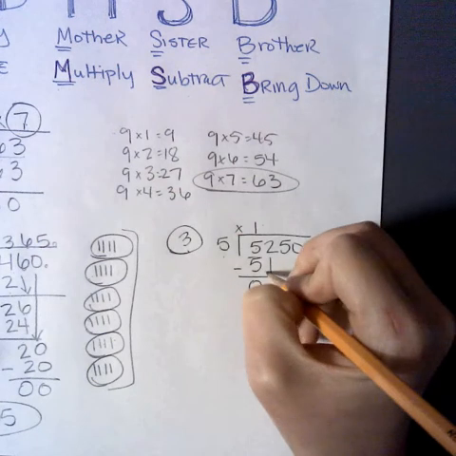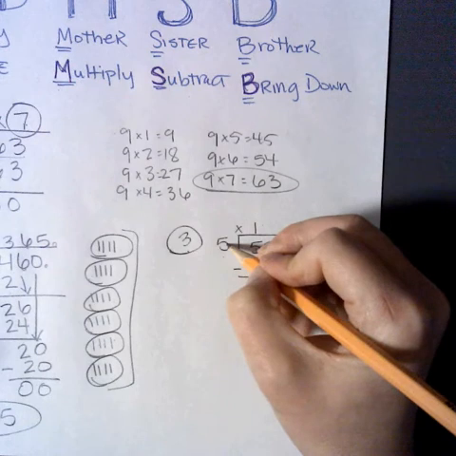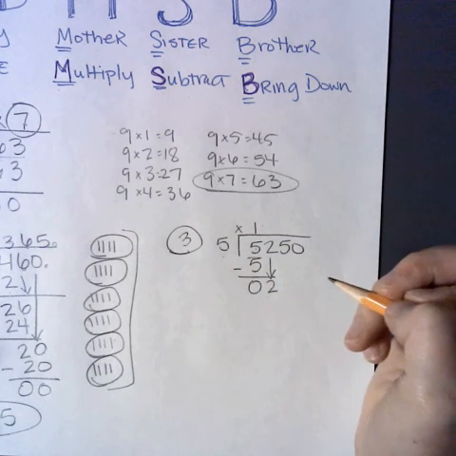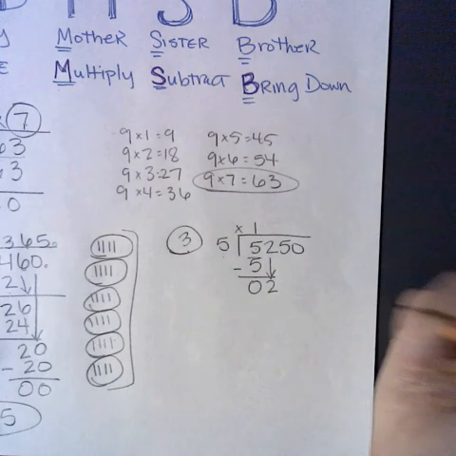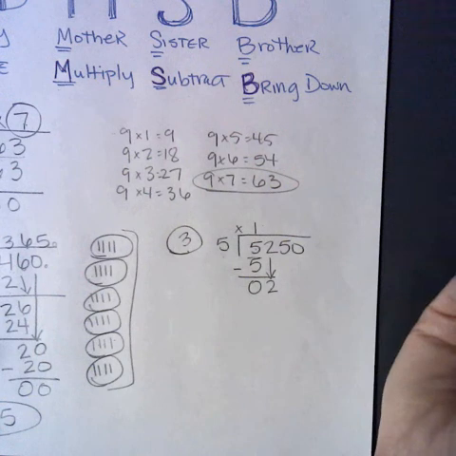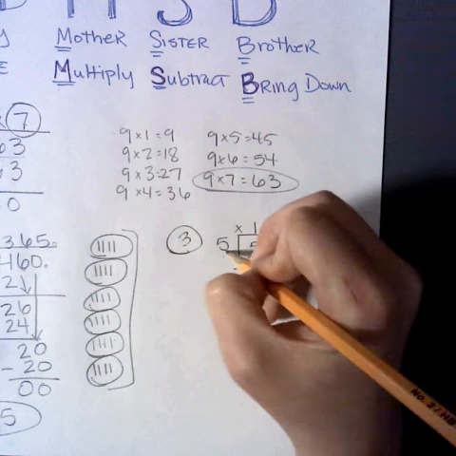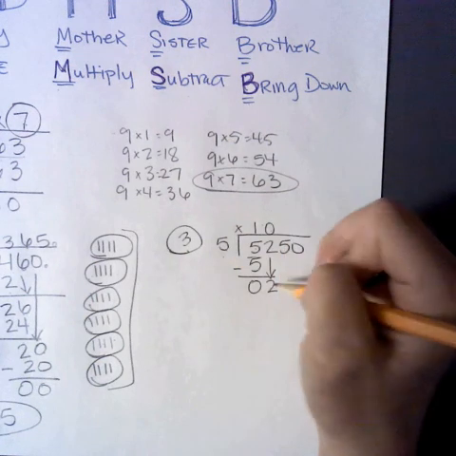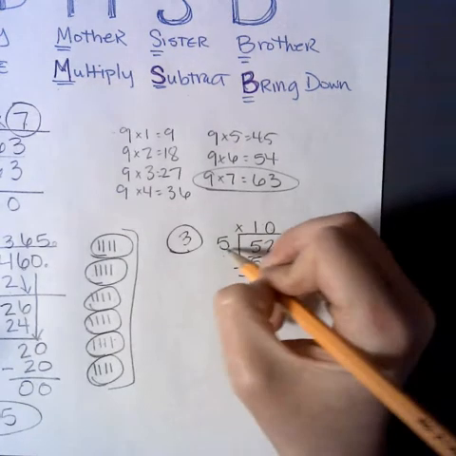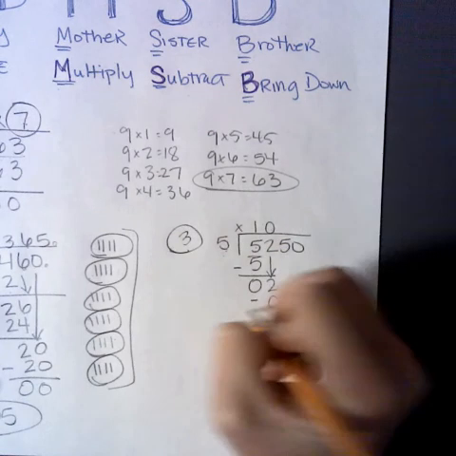5 minus 5 is going to give me 0. Now I'm going to bring down my 2. How many times can 5 go into 2? It can't go into 2 at all because we don't have enough. So in this case, instead of putting an X at the top, I'm going to put a 0, because 5 can't go into 2. It goes 0 times, so we're going to put a 0. So now I do 5 times 0 is equal to 0, and we're going to subtract.